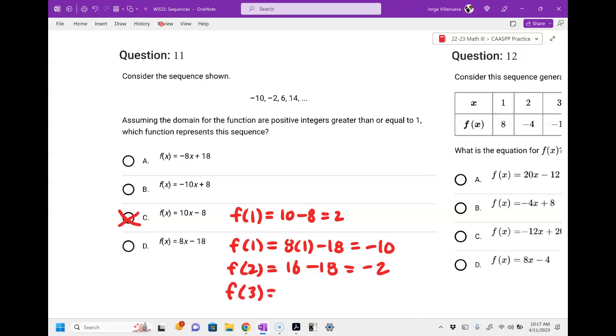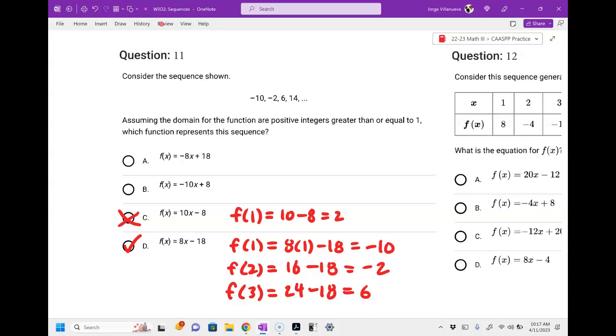f of 3 gives me 8 times 3, that's 24 minus 18, that's 6. That seems to be making sense, right? I'm getting those numbers. So here you go, it's going to be D. If you tried A, your first 2 numbers worked. Did anybody try part A right away? Your first 2 worked, but the third one didn't. So like I said, 2 is good, but 3 really guarantees that you're on the right path.